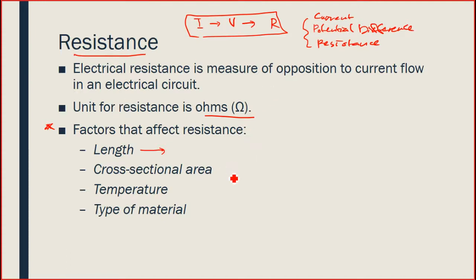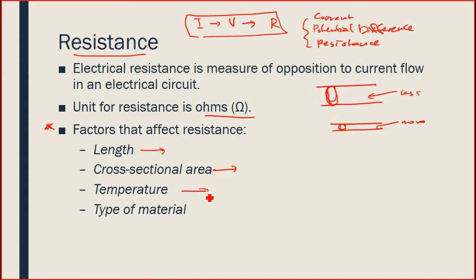So the next one is cross-sectional area. When you have a bigger cross-sectional area, this allows more electrons to move. Instead, if you have a small cross-sectional area, this doesn't allow as many electrons to move. So which one should have less resistance? This one has less resistance compared to this one. This one more, this one less.